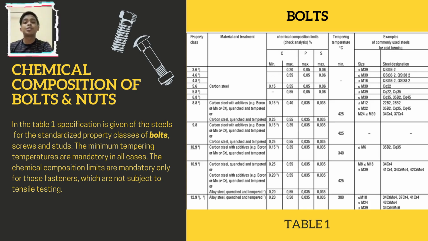So for the chemical composition of bolts and nuts, we have two tables, a bolts table and a nuts table, in the next slide. In the bolts table, the specification is given of the steel for the standardized property classes of bolts, screws and studs. And for the second slide, we show the information on the chemical composition of bolts and nuts. And the nuts table contains the property classes, chemical composition limits, and an example of commonly used steel for cold forming.